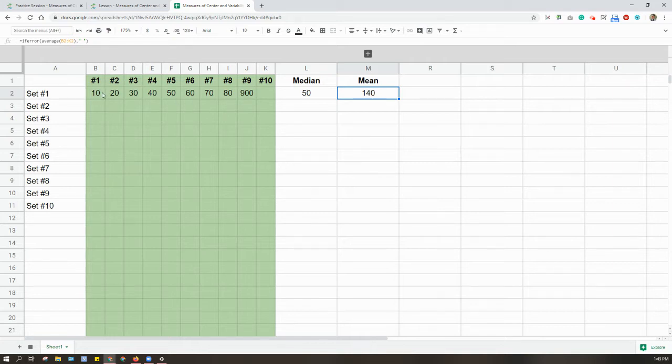So if I were to tell you that an average price of a car for this data set is 140,000, does that seem fair? I mean, 140, that's bigger than 8 of these numbers. It's only less than 1 of them. So the mean here can get thrown off if you have an extreme value in your data set.